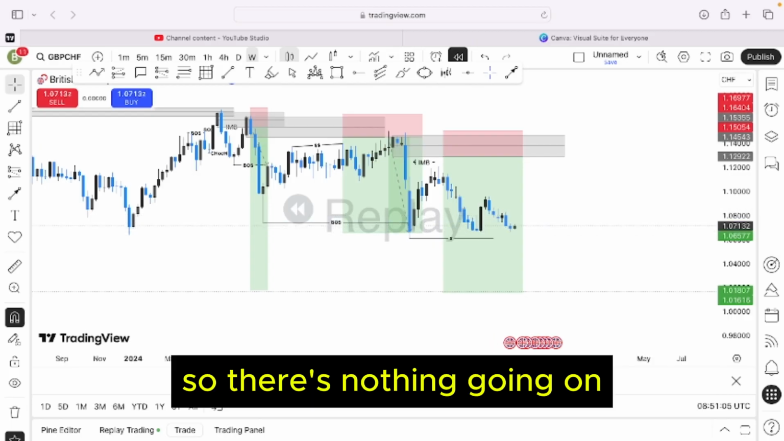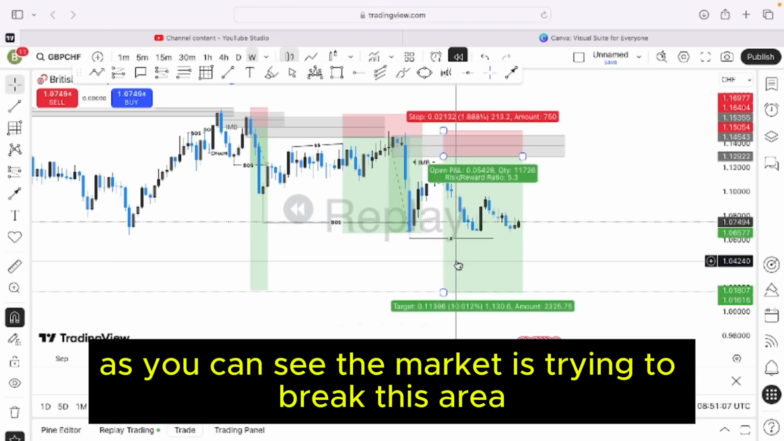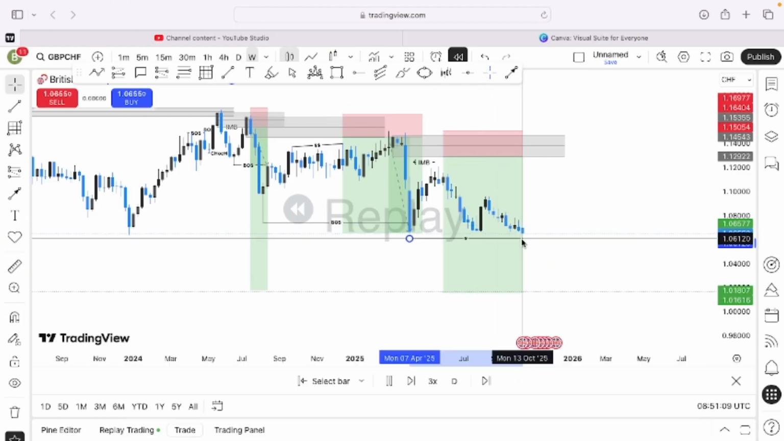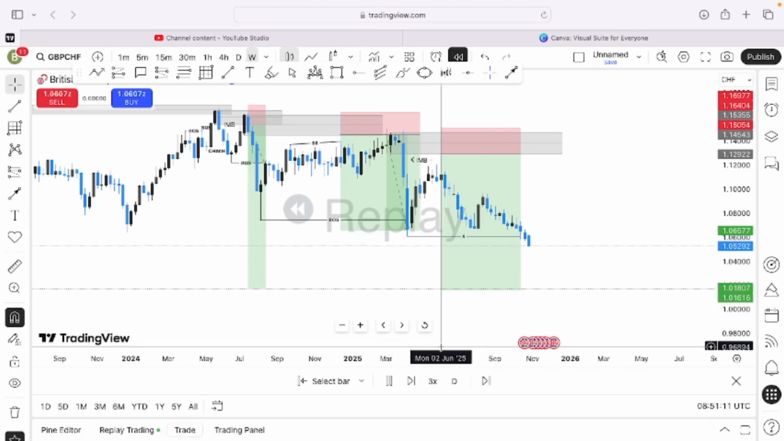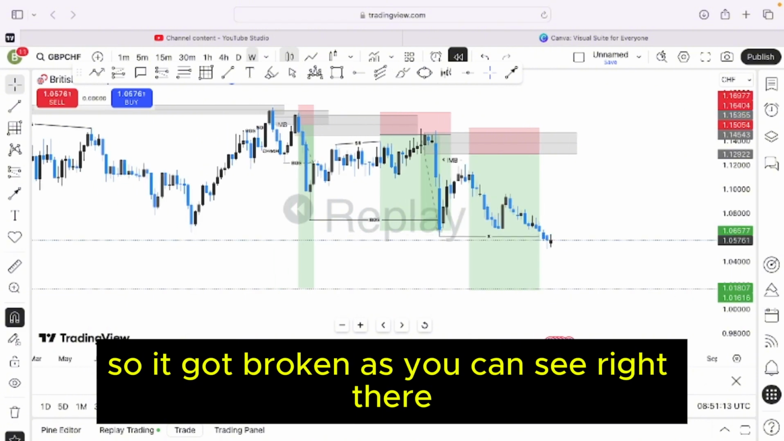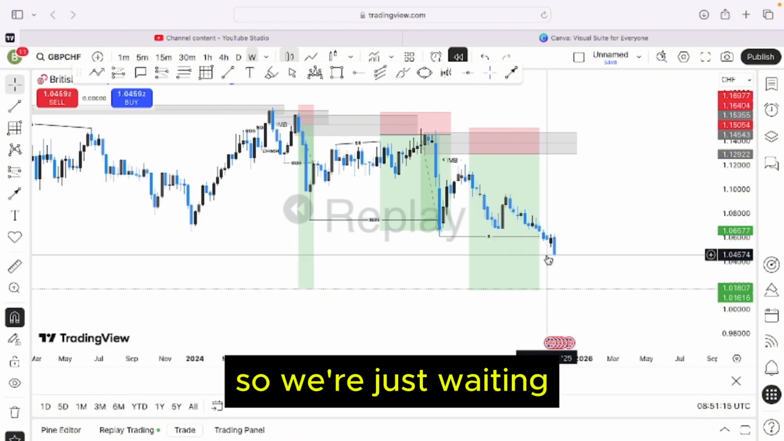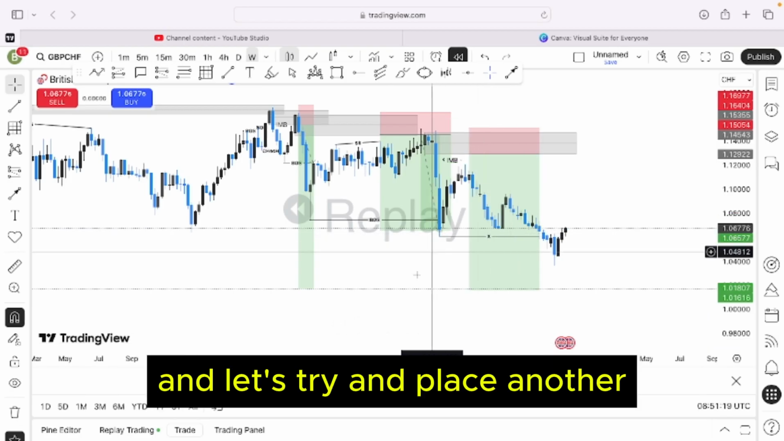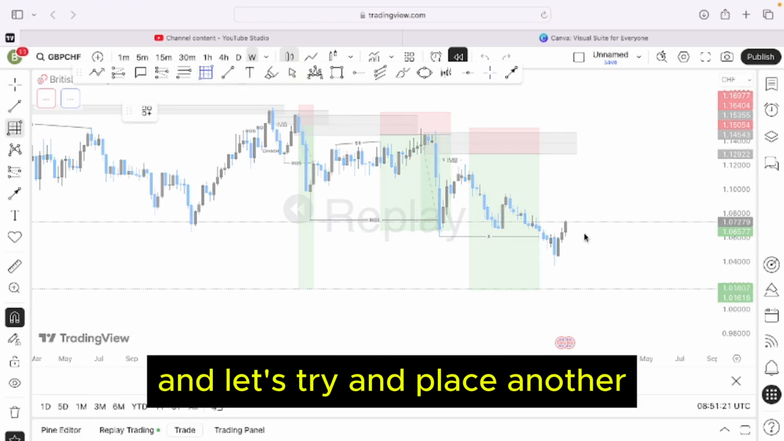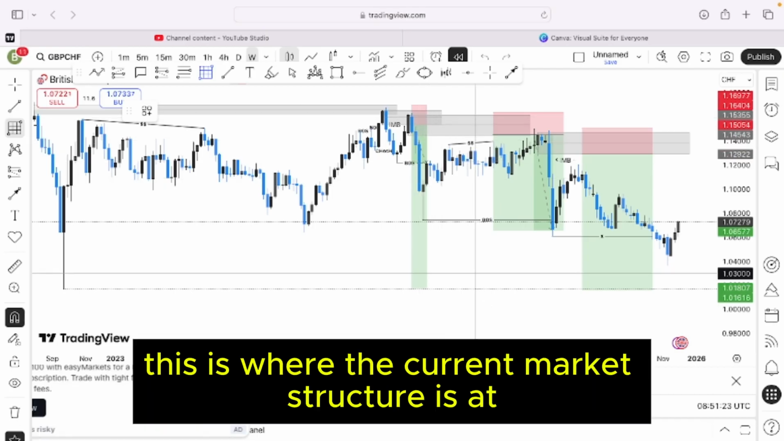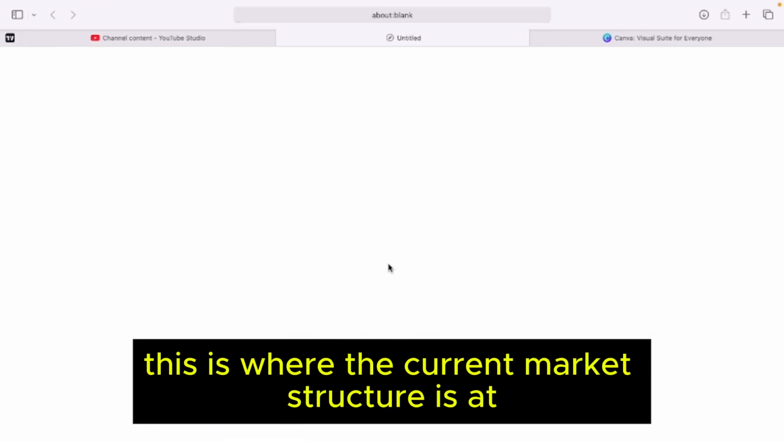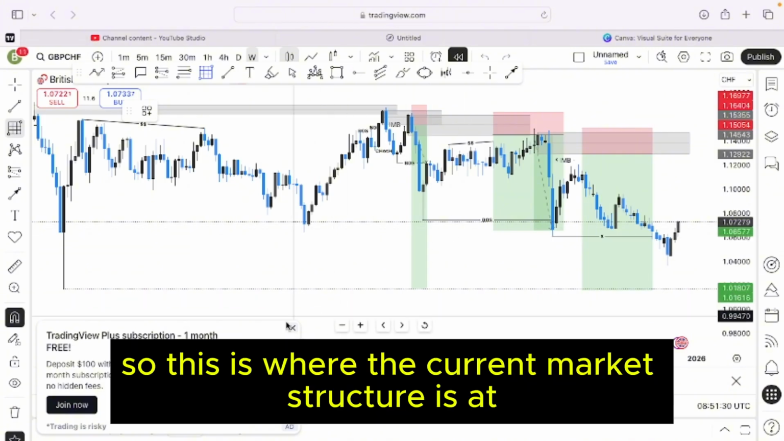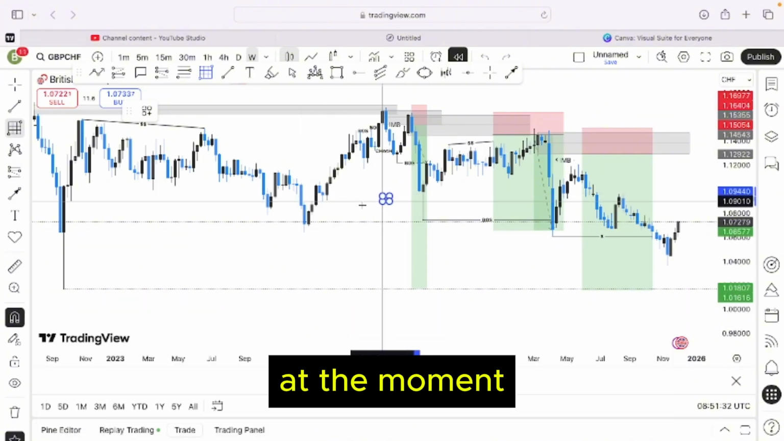So there's nothing going on. As you can see, the market is trying to break this area. So it got broken, as you can see right there. So we're just waiting to see if we're gonna take out this low here. And let's try and place another. So as you can see, this is where the current market structure is at. Sorry about that. So this is where the current market structure is at the moment.